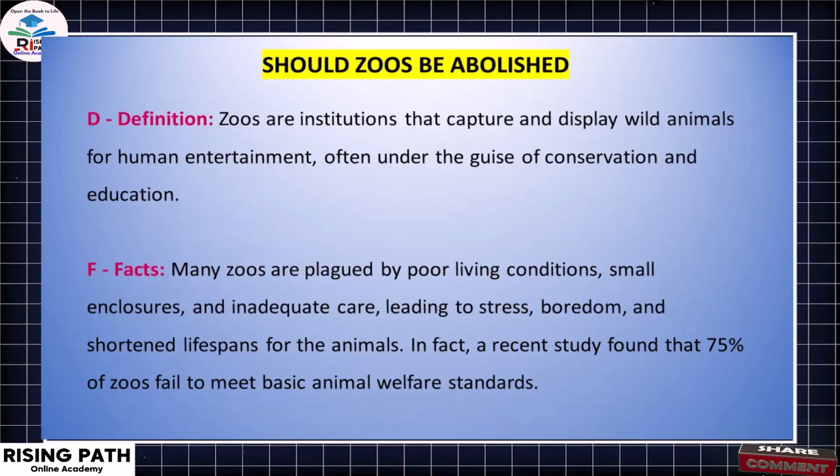Now let's apply this DAFOREST technique for our persuasive writing topic, and the topic is, should zoos be abolished? As you can see on the slide, D stands for definition, that is we have given the thesis statement. Zoos are institutions that capture and display wild animals for human entertainment, often under the guise of conservation and education. F stands for facts. Herein we have provided the facts.